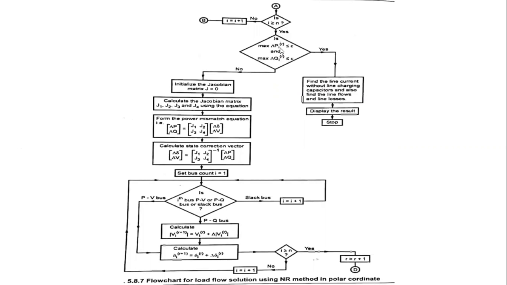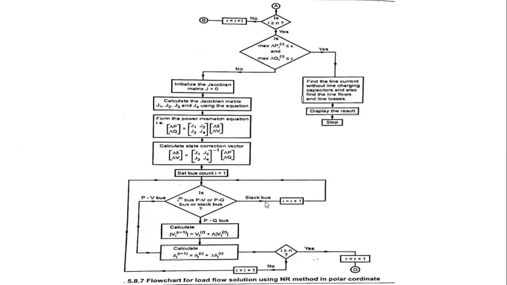Okay, if it is satisfied, then we check this condition, that is delta P of R is less than the tolerance value. Then if it is satisfied, we find the currents and display the result. If this condition is not satisfied, then we find the Jacobian matrix. After that, we find the power matrix delta P, delta Q value, and then we calculate the delta V value. Next, set the bus count equal to 1. Next, check once again whether it is a PV bus or a PQ bus.